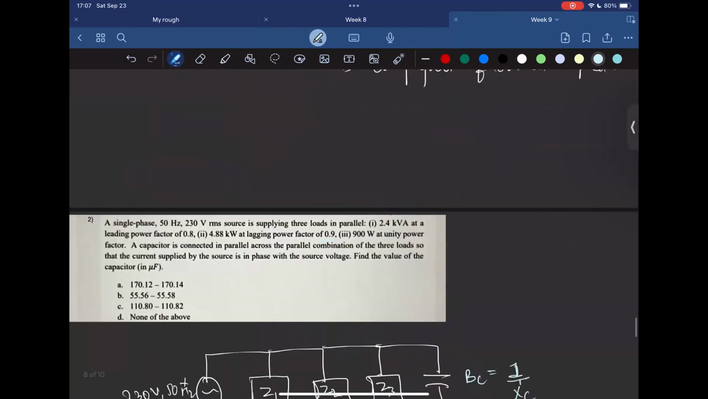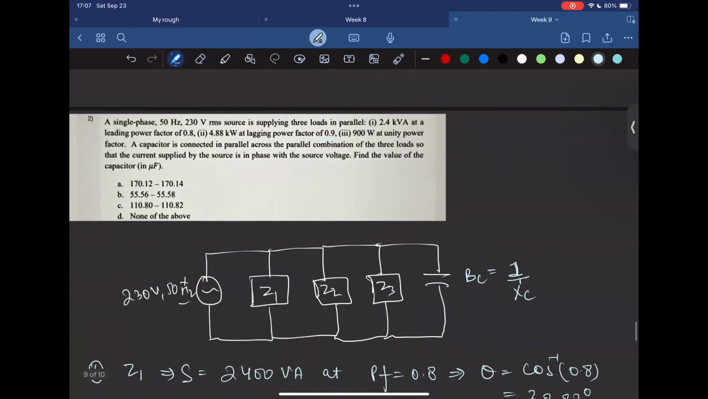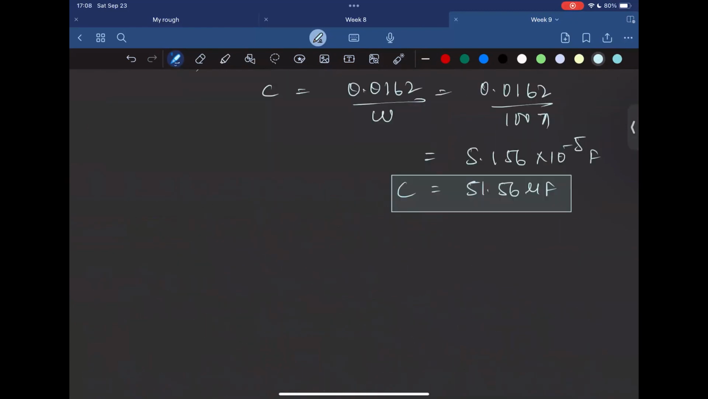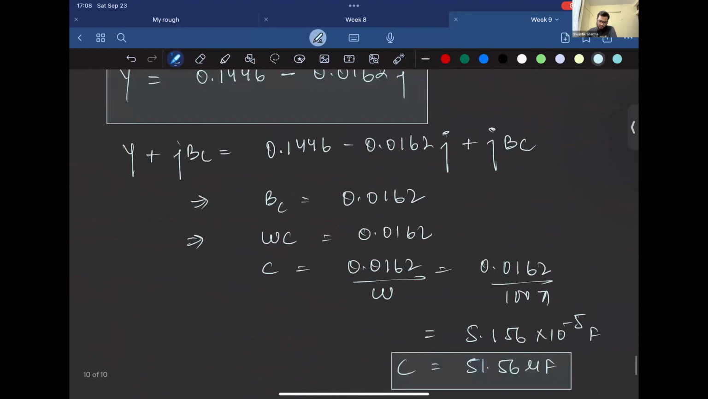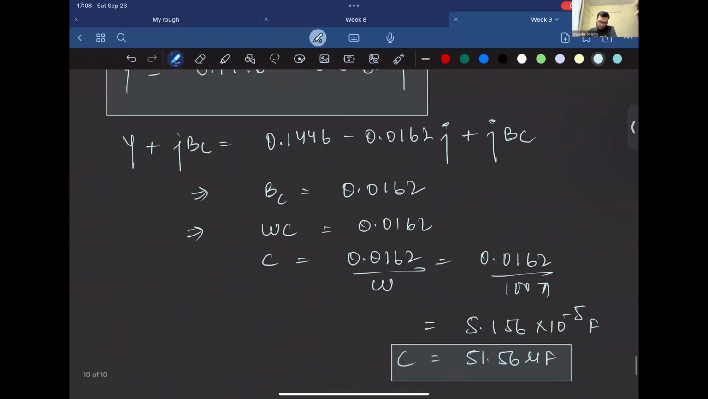I got the answer as 0.0159. 0.0162 divided by 100 pi is 0.5159. Can you tell me in microfarads? Just tell me in microfarads. 51. I'm rounding it up and it will be 51.6.